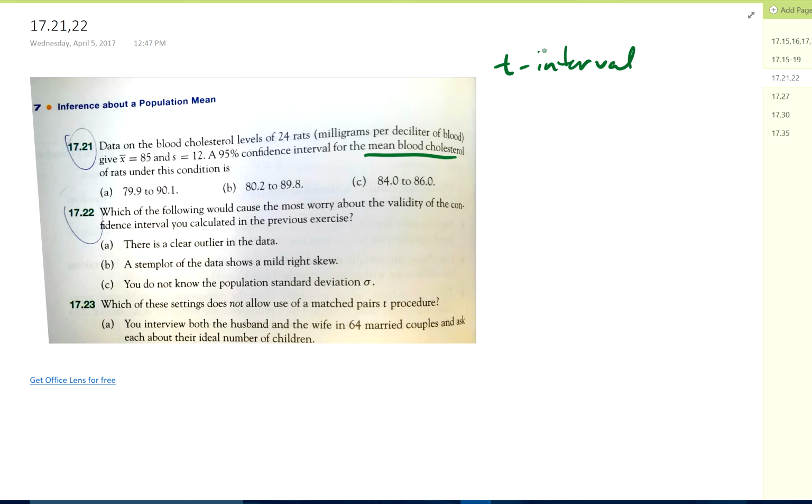I know that my confidence interval is going to be X bar plus or minus T star times S over the square root of N. So X bar is 85 plus or minus T star. Now what am I going to use for T star? I've got 24 rats, so I'm going to look up degrees of freedom is 23 and confidence level is 95. So 23, 95, 2.069.